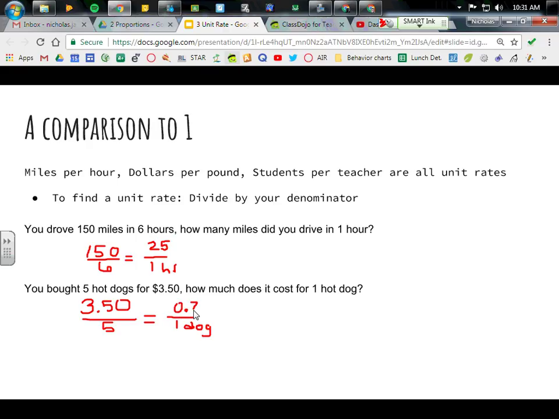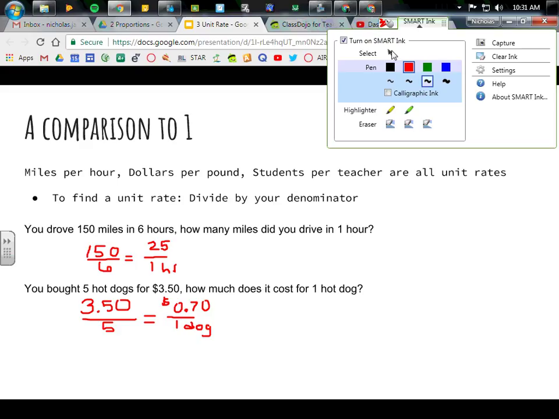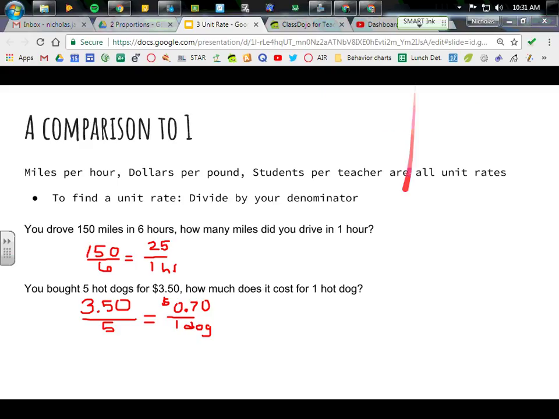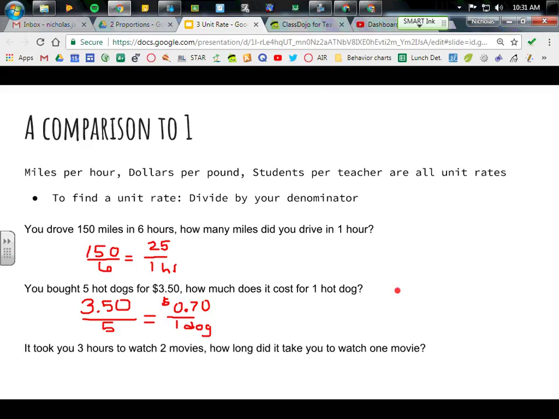This is another thing that freaks a lot of people out. We usually don't write fractions with decimals in them. But when you're talking about ratios and proportions, that's perfectly acceptable. So this ratio, we have 70 cents per one hot dog. That's absolutely fine. That's not how we would see a standard fraction, but in this case, we're going to go with that. All right, final example.